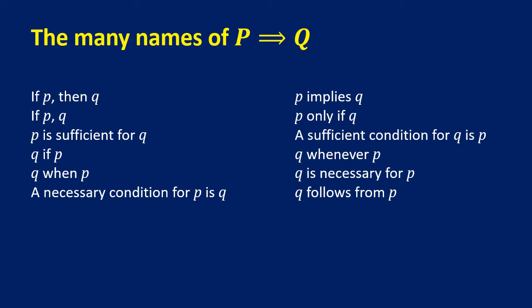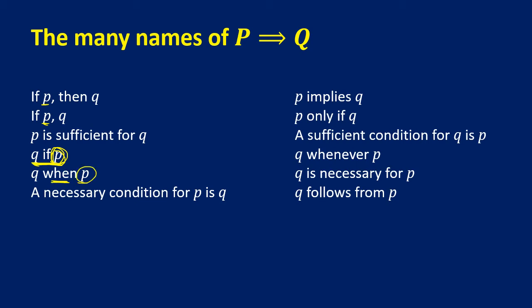Anyway, these are the many names of if P then Q. As you can see, there are a lot. Take note that if the statement starts with if, the part that appears there is your hypothesis, and the second part is the conclusion. Also, it can be said that P is sufficient for Q. Take note that this one, Q if P, is reversed, because the part after the word if is always your premise. Also, Q when P. When is the same as if, so this is your premise.